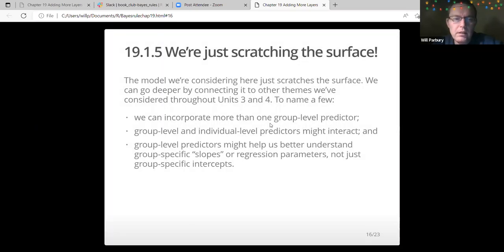Right. And the model we're considering here just scratches the surface. We can go deeper by connecting it to other themes we've considered throughout units 3 and 4. To name a few, we can incorporate more than one group level predictor. Group level and individual level predictors might interact, and group level predictors might help us better understand group specific slopes or regression parameters, not just group specific intercepts.